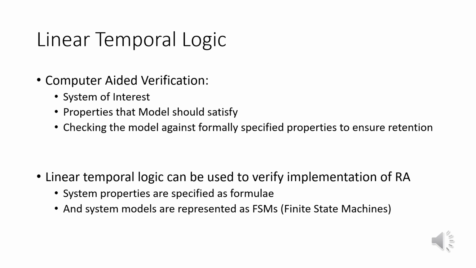The verification mentioned in the last slide is only made possible in computer systems by following three steps. Firstly, identifying the system of interest using a formal model such as an FSM, or finite state machine. Then, the properties that this model should satisfy are formally specified. Finally, this model is checked against the formally specified properties to guarantee that it retains them.